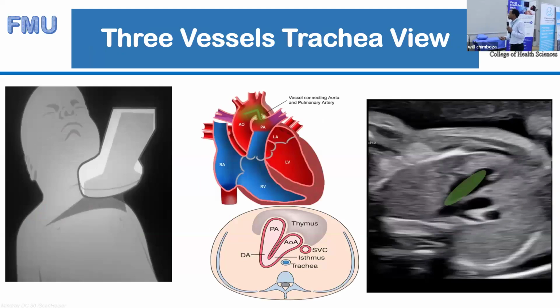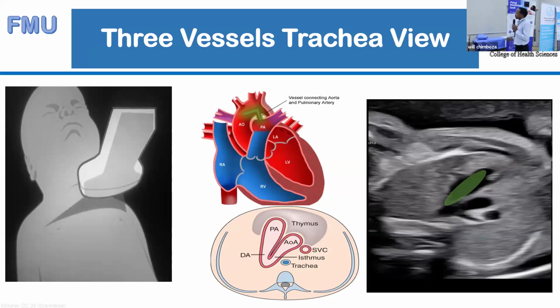Then we go on to the last view of the heart, which is the three vessel tracheal view. For the three vessel tracheal view, it is this region that we are now assessing. From left to right, we should see the pulmonary artery, and then the aorta, and then the superior vena cava, and then the trachea below.